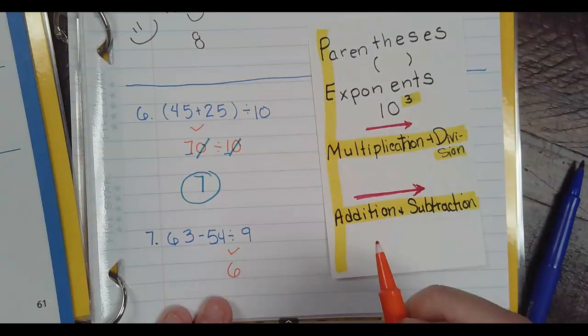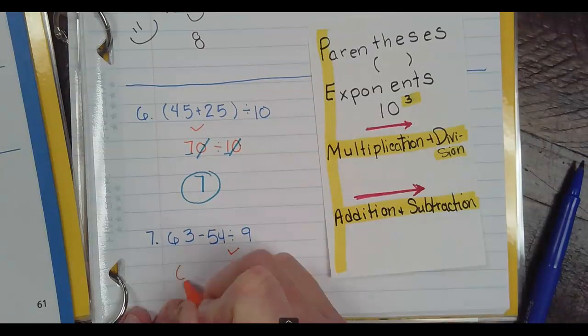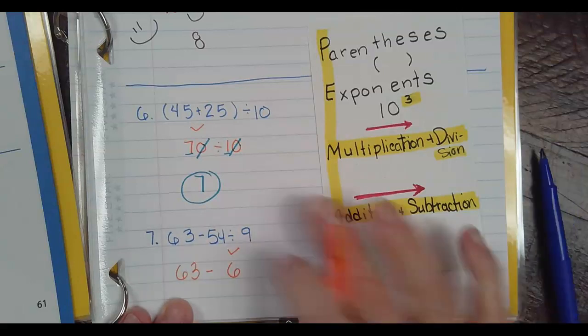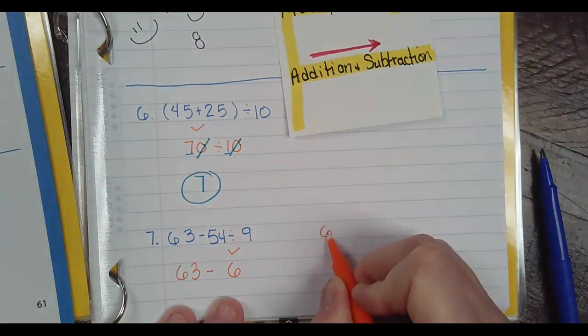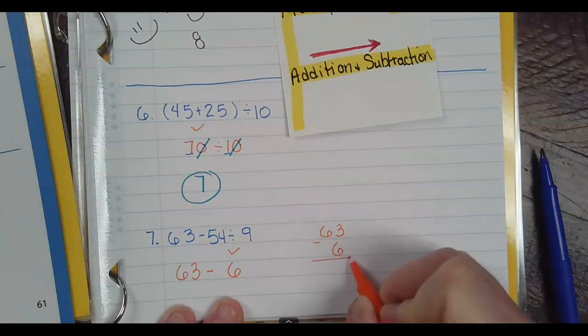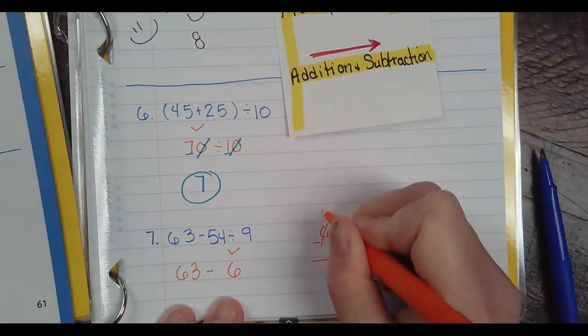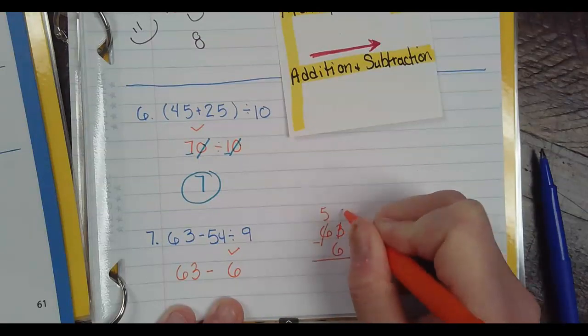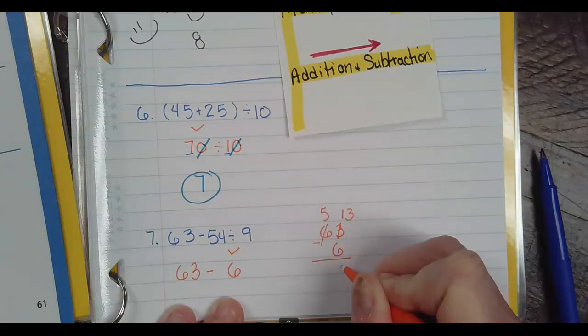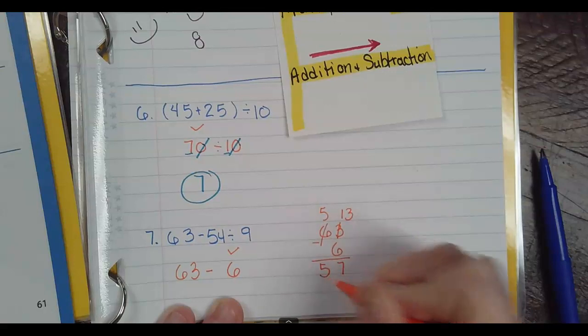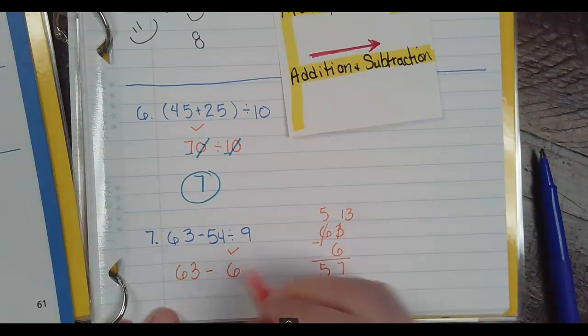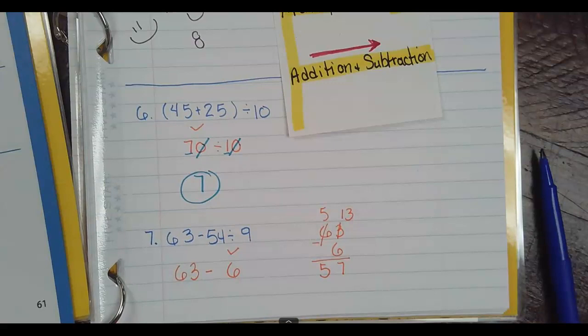So now I have 63. Remember, you write out your whole problem. 63 minus 6. Well, I don't like to do addition and subtraction that way, so I'm going to stack mine. Borrow. 13 minus 6 is what? 7. And bring down my 5. So my answer would be 57. What questions do you have?